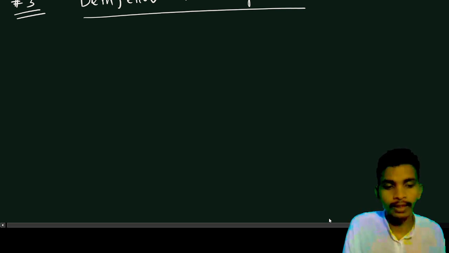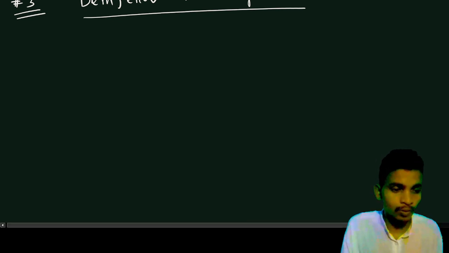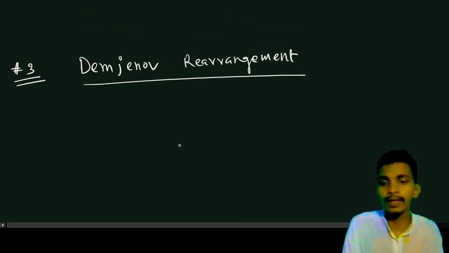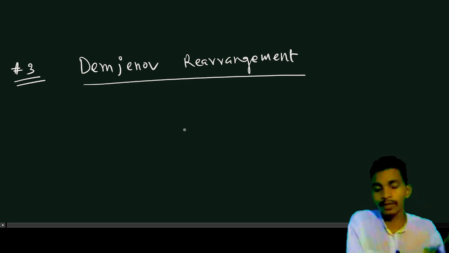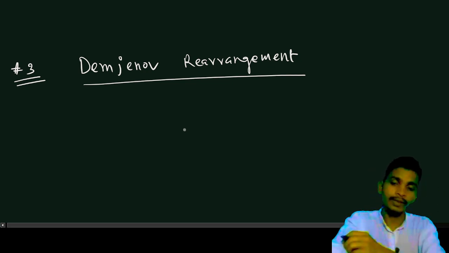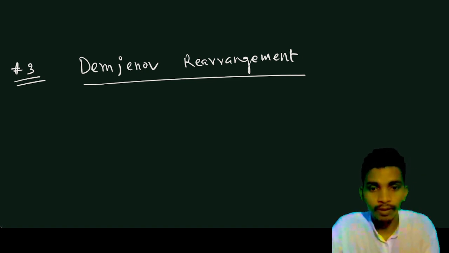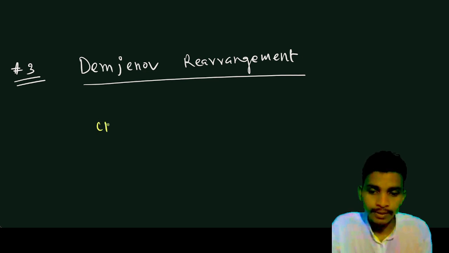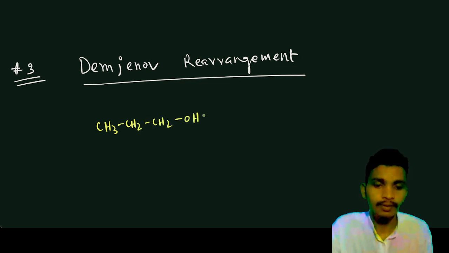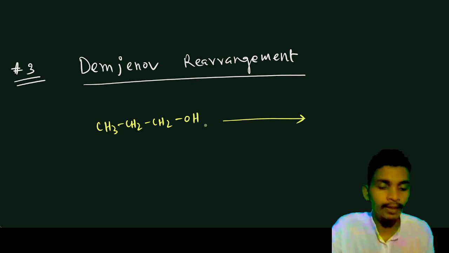Moving to the last reaction for today's class, that is the Demjanov rearrangement. This is also a name reaction related to carbocations. Here what will happen: let's say we have CH3, CH2, and CH2, and OH is there, and let's say we have given HNO2.